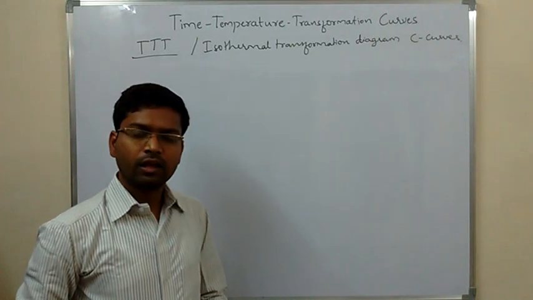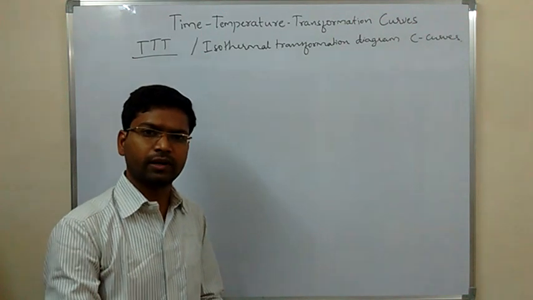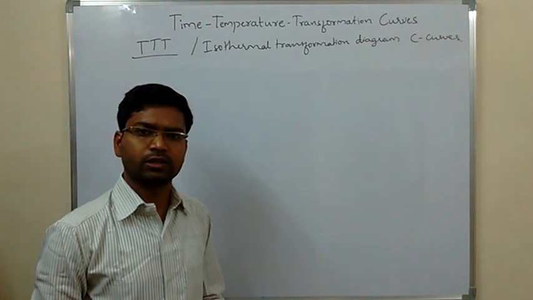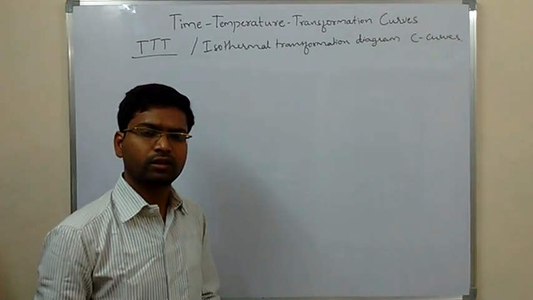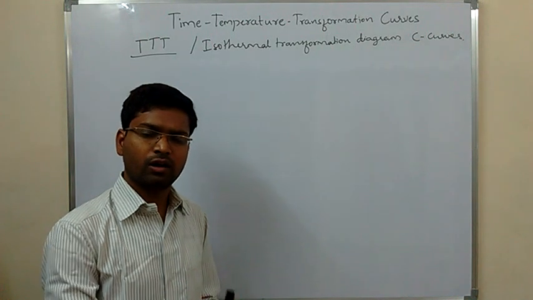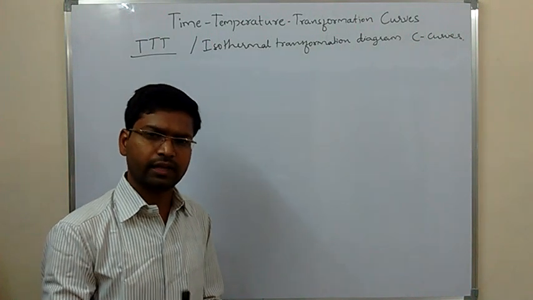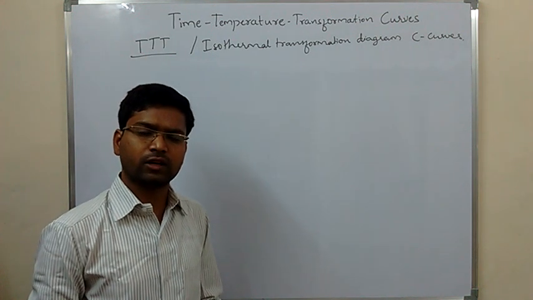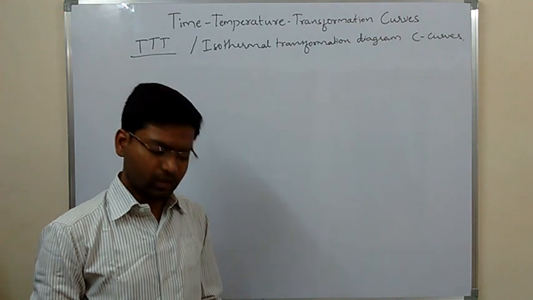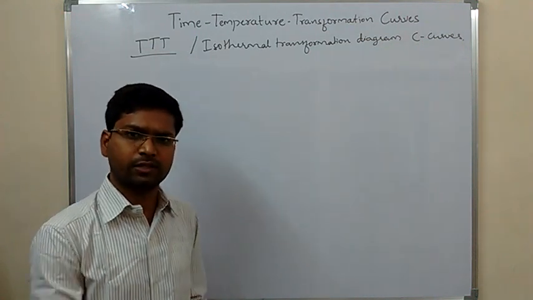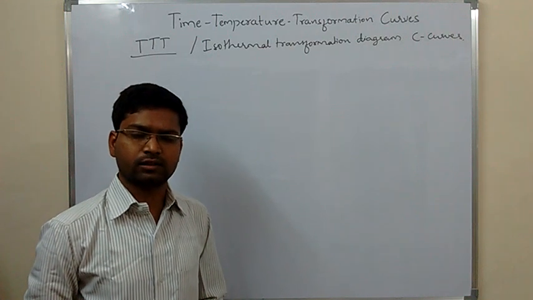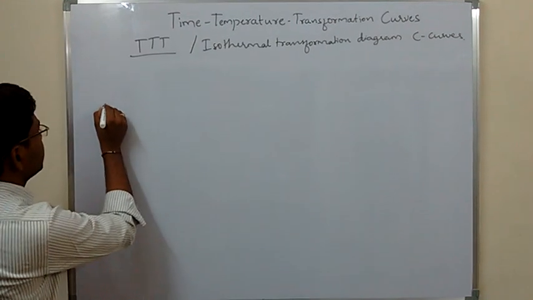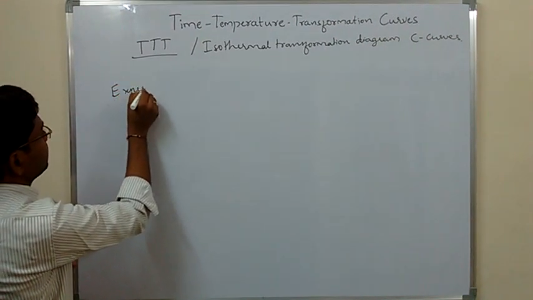So here we will be studying the experimental approach and how the construction of TTT diagrams is done, and also the isothermal transformations of austenite to perlite, taking one constant temperature, and drawing the transformation curves at different temperatures. I will be explaining all the concepts in this video lecture. So first, the experimental approach. I will tell the experiment.